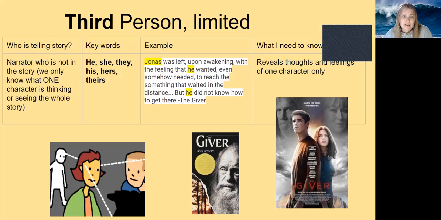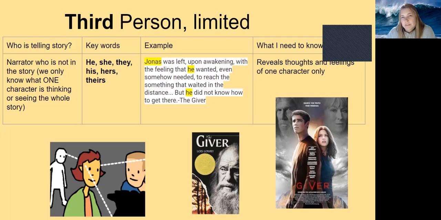Third person limited. Who is telling the story is the narrator, and you'll see keywords such as he, she, they, his, and hers. Only we really know what the character is thinking or seeing, and we're kind of stuck with them. For example, Harry Potter is written this way, in which you're with Harry Potter, but you're limited to seeing what he sees. So as soon as Severus Snape closes the door or Dumbledore goes to his office, we don't know what's going on in those rooms. You only know what's happening where Harry Potter goes and what he's doing. And so it's limited.